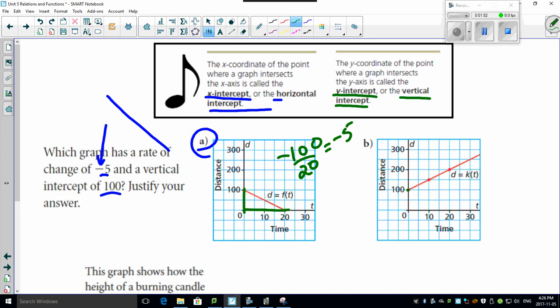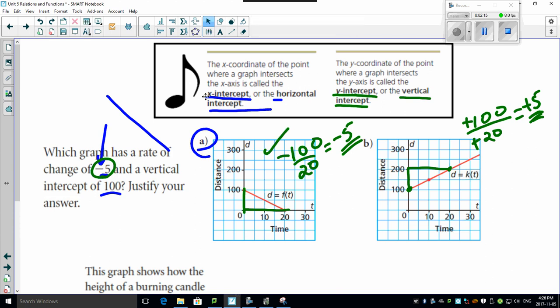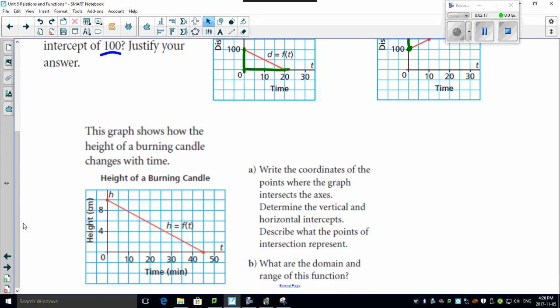This starts at 100. Let's pick it to here. This is a rise of 100. This is a run of 20. Rise of 100, run of 20. That's going to be positive, +5. So if you look at this, that's -5, that's +5. You're looking for a rate of change that is negative. That's pretty obvious to me. Okay, now, next one. Here we go.